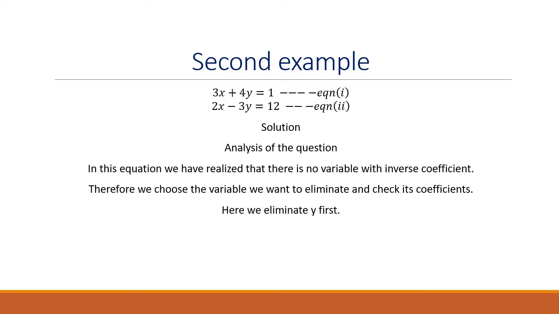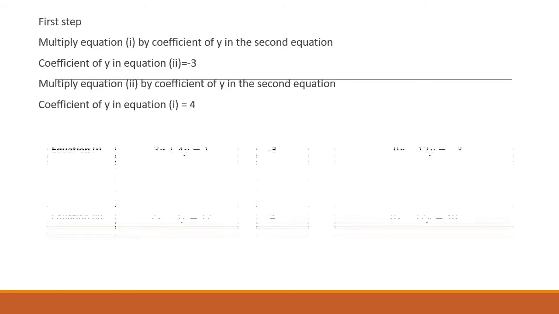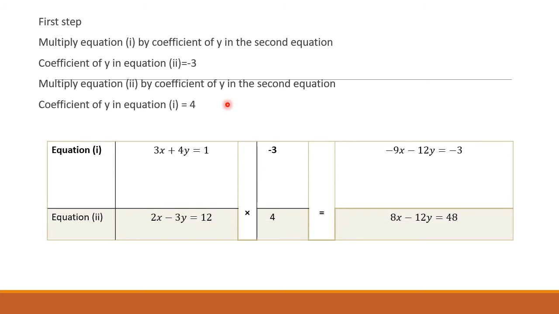So here, since we have decided to eliminate, we are going to follow these steps, okay? First step, you multiply equation 1 by the coefficient of y in the second equation. So we multiply equation 1 by the coefficient of y in the second equation.